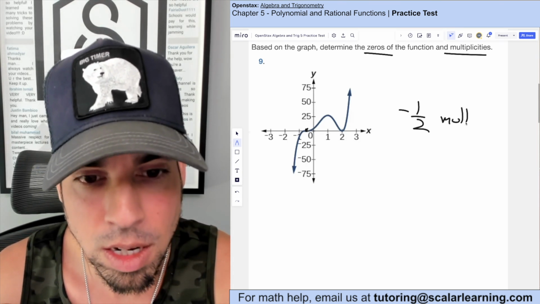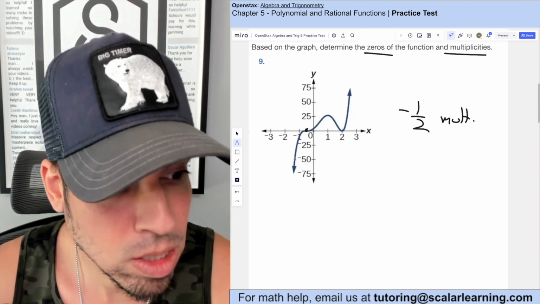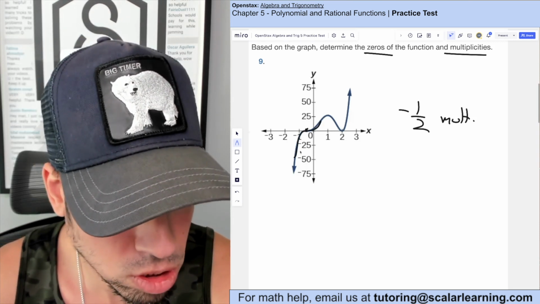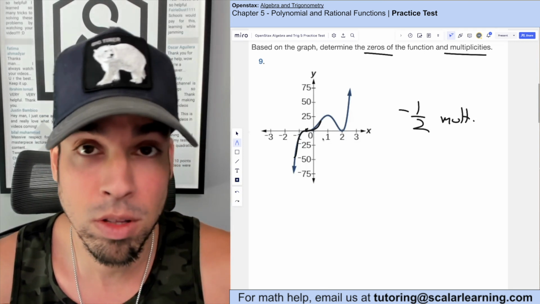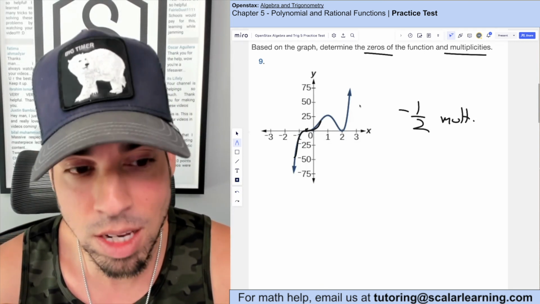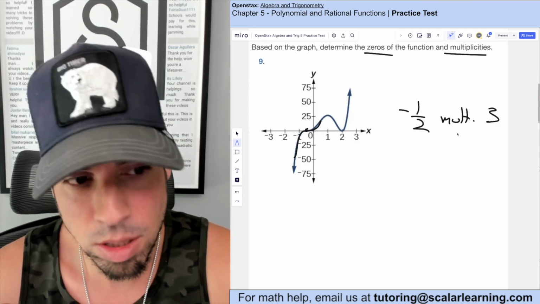So we could say it'd be a multiplicity of 1, 3, 5, something like that. But because it kind of flattens out like this, it doesn't just go straight through. Because it flattens out, that's an indication that it's going to be greater than 1. So maybe 3 or 5 or 7. But we'll just roll with that bare minimum of 3, something greater than 1.